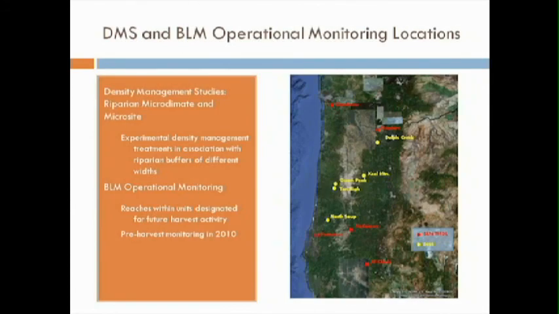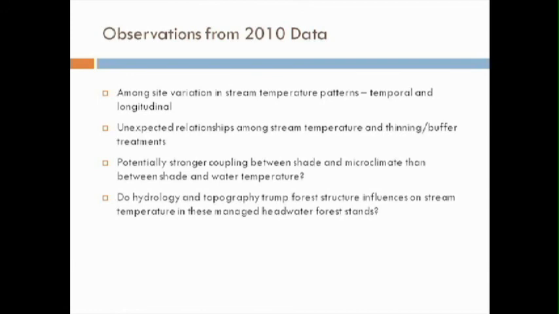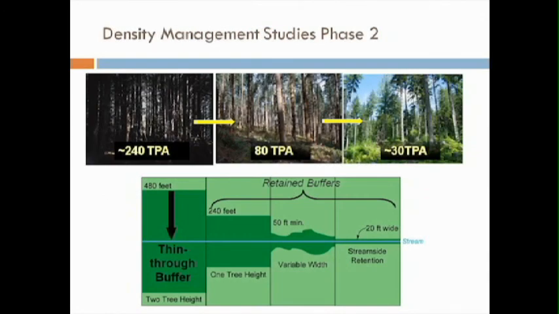So what we've done now is we've extended this to include operational sites over the last year or so, and we're trying to expand the scope of inference by looking at some of these characteristics of shading and temperature response at both the experimental DMS sites, but also some operational units on BLM lands. And we're seeing a lot of variability in the stream temperature patterns, unexpected relationships among some stream temperature and thinning and buffer treatments. And the question that I have is, is there potentially a stronger coupling between shade and microclimate than between shade and water temperature? And then to what extent does hydrology and topography potentially trump forest structure influences on stream temperature in these managed headwaters forests?